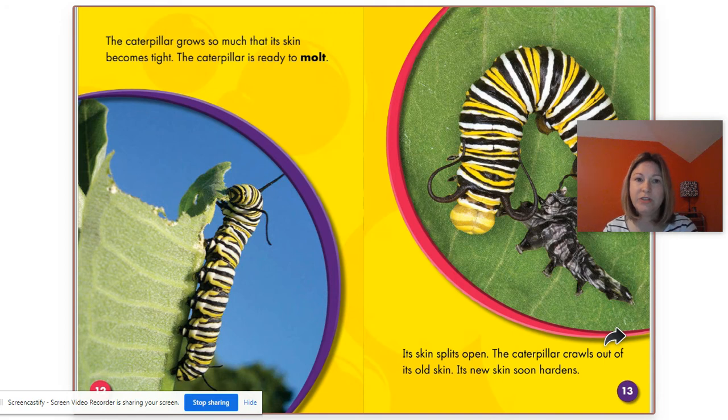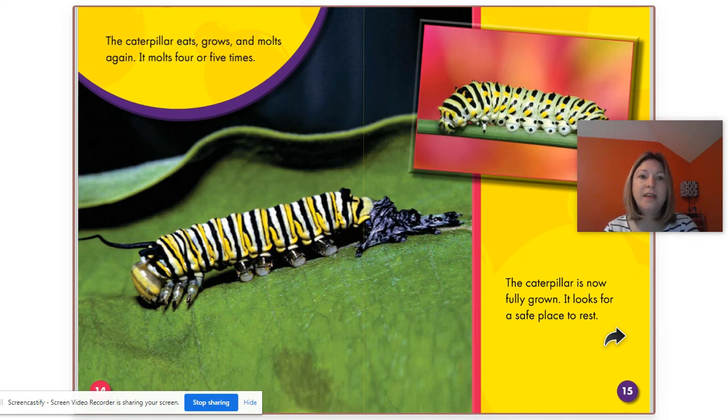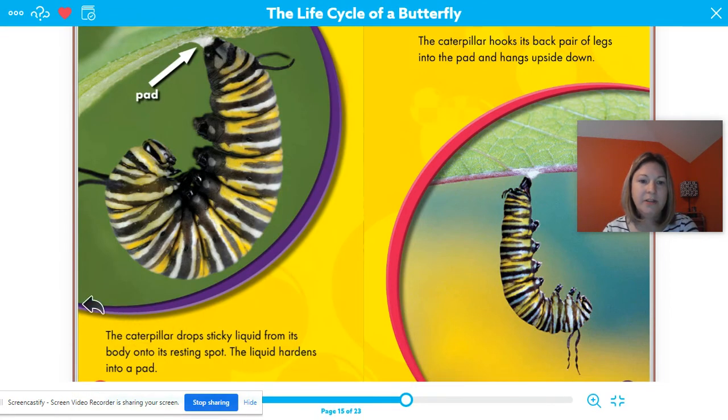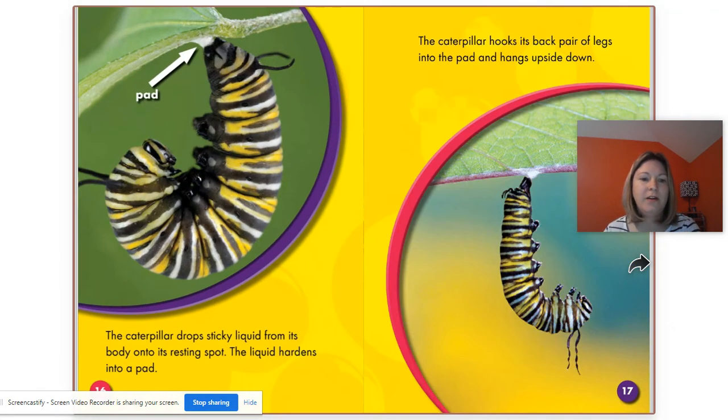The caterpillar grows so much that its skin becomes tight. The caterpillar is ready to molt. Its skin splits open. The caterpillar crawls out of its old skin. The new skin soon hardens. The caterpillar eats, grows, and molts again. It molts 4 or 5 times. Oh my. The caterpillar is now fully grown. It looks for a safe place to rest. Did I miss a page? Nope. Okay. The caterpillar drops sticky liquid from its body onto its resting spot.